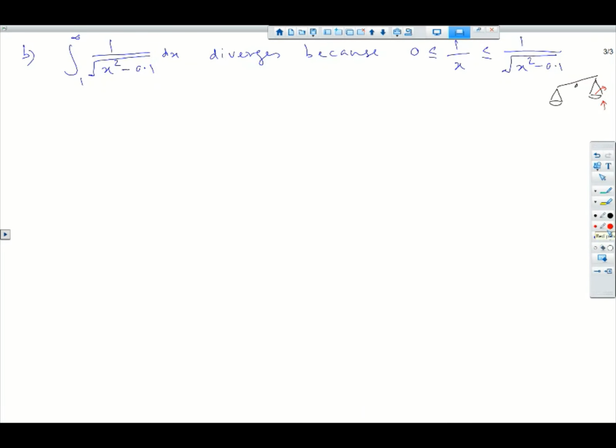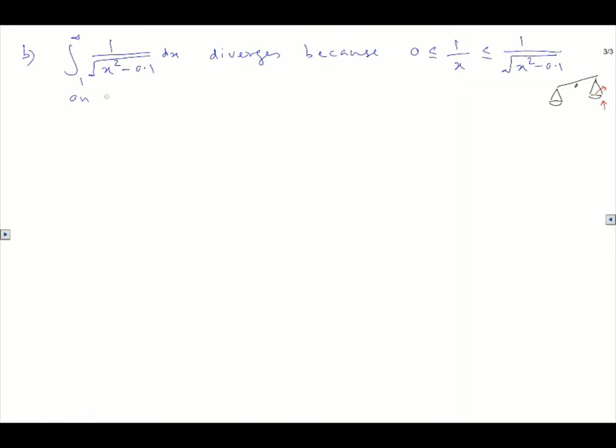So on the interval from 1 to infinity, that's what we are interested in, the corresponding integral of 1 over x dx diverges. So you can see that the smaller one diverges. If the smaller one diverges, the larger one should have a larger area. That means it should diverge automatically by the direct comparison result.